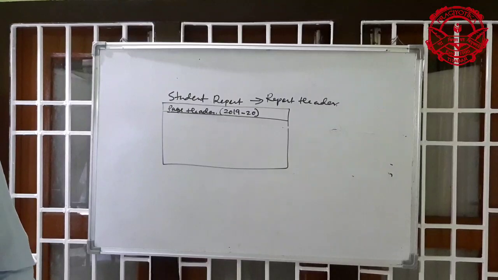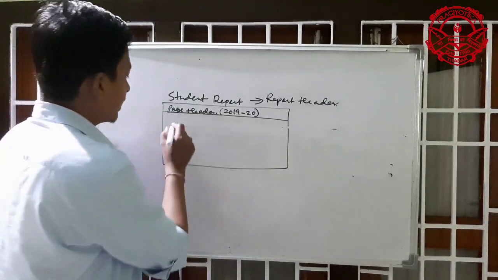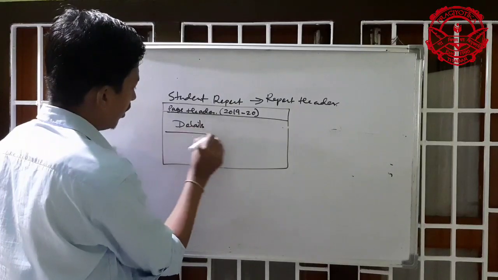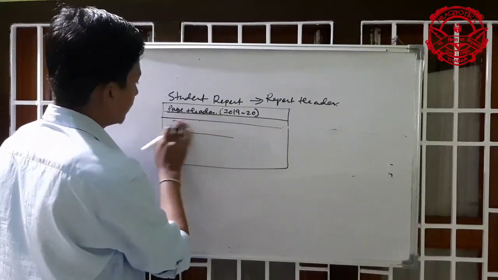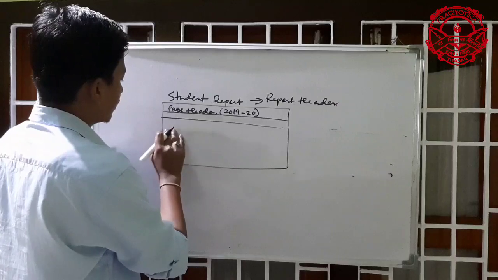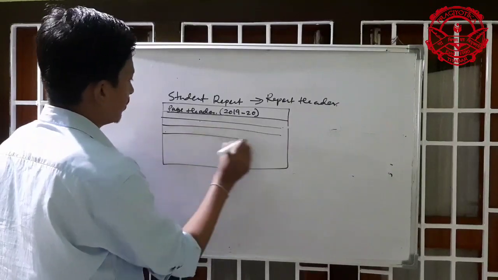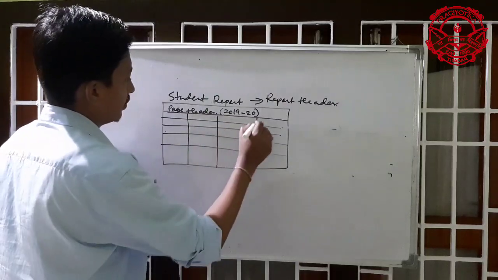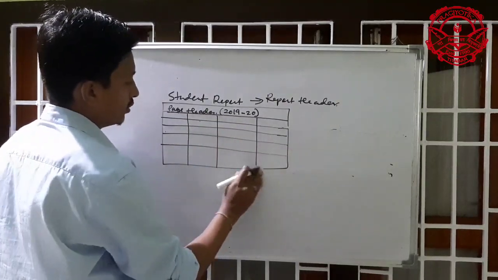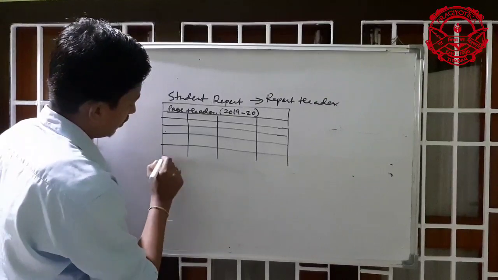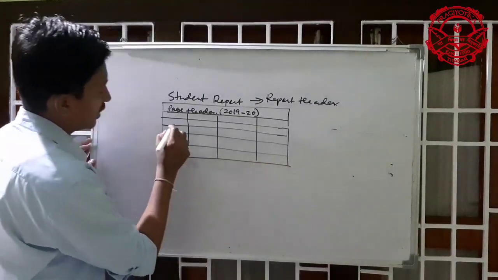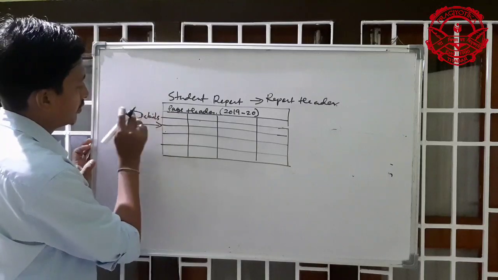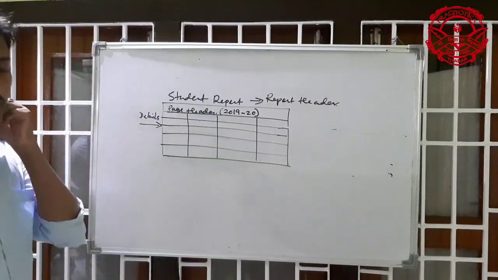After that, details. This section contains the records. This is the details, all the information. This is called details.